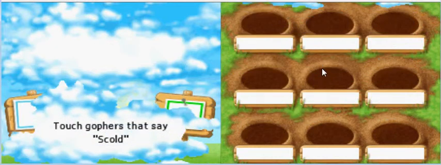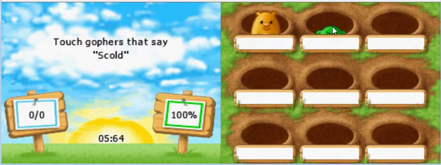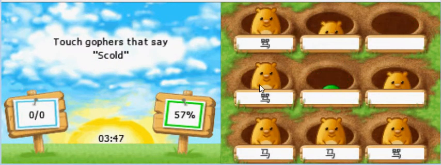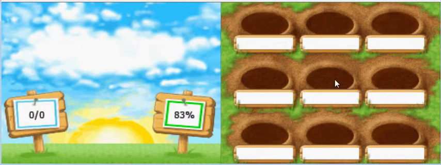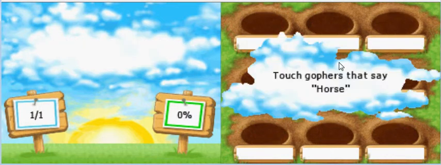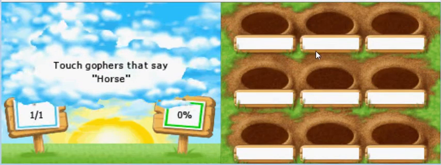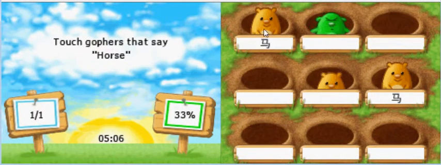Hit a word. All right, let's go. Scold. Oh, what is it? Is it this one? I remember it because of the two squares on the top. Okay, horse. It's this one.